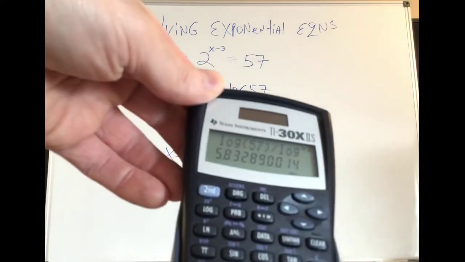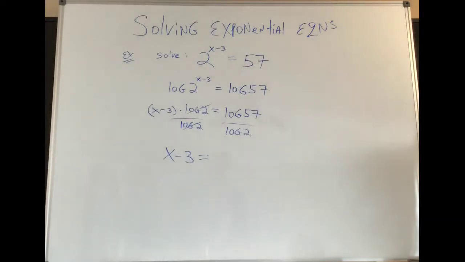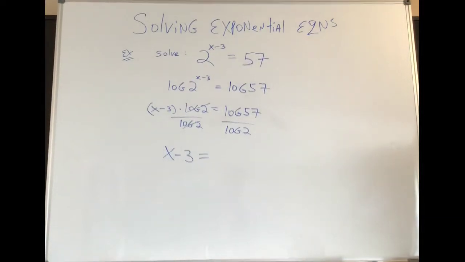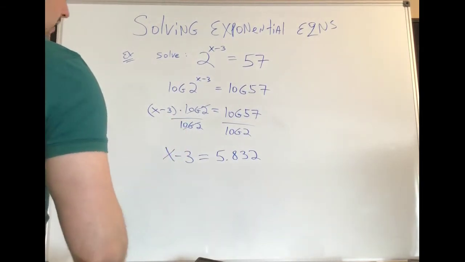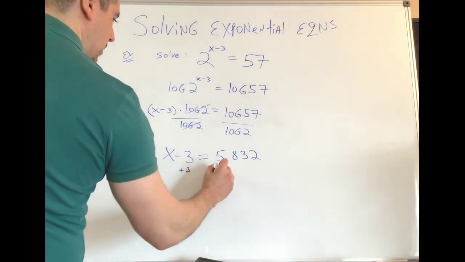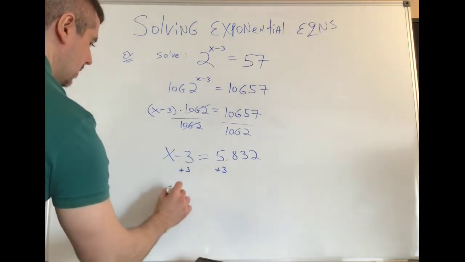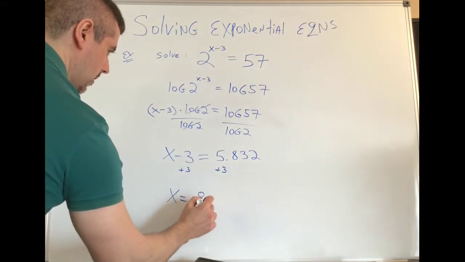I get 5.832. I'm not going to round this much. The problem is that if you round this too much, it's not going to be accurate when I check it. Now, I'm not done, right? I got to add 3 to both sides. So just do 5 plus 3 and keep that decimal there.